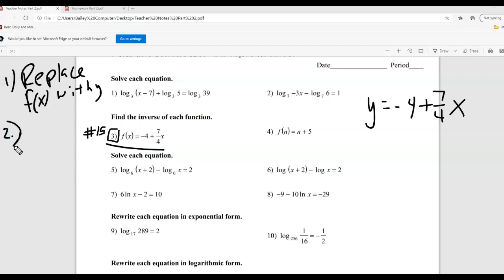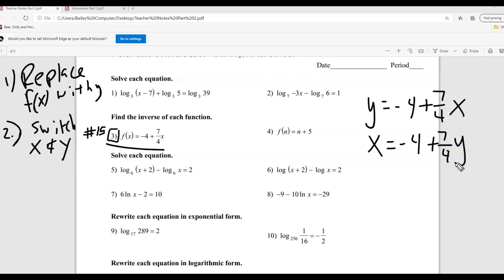The next thing we're going to do, and this is an important step, is you're going to switch the x and y. That is actually the inverse step there. By switching the x and the y, we have just created an inverse function. But number 3 is the hard step. When you have a function, you always need to have y by itself. So step 3 is to get y by itself.